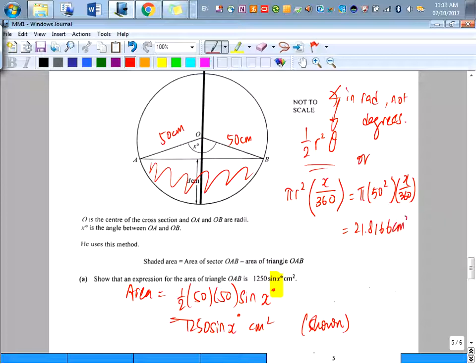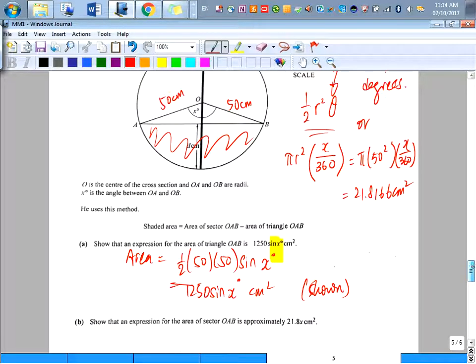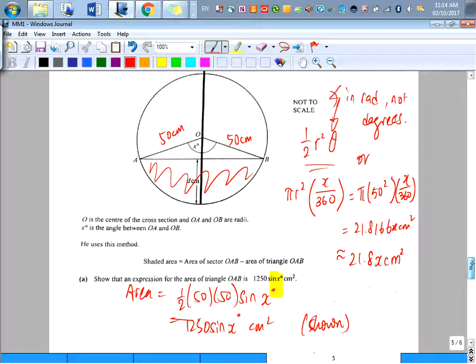21.8166. Oops, I forgot the x. So this is approximately 21.8x square centimeters. Okay, anybody used the formula half r squared theta but did not get the answer? Does anybody need me to go through using this method, half r squared theta, to show the area? Nobody? Okay.